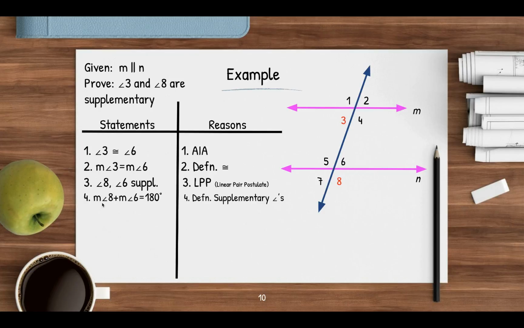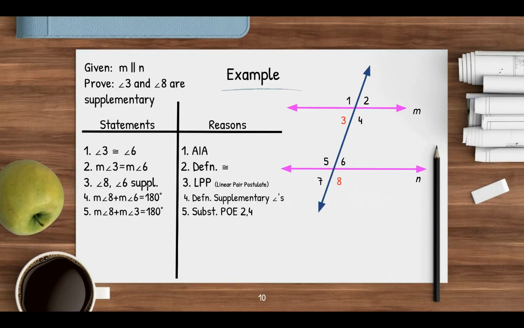So now let's look at this statement. Now we have an equation. We have some number plus another number equals this number. Here we also have an equation. So we can substitute one of these values into this equation. Here's measure of angle 6, here's measure of angle 6. So we can drop this, and in its place, we can put in measure of angle 3. And what allows us to do that is the substitution property of equality.